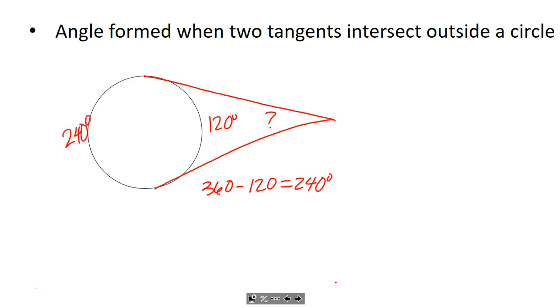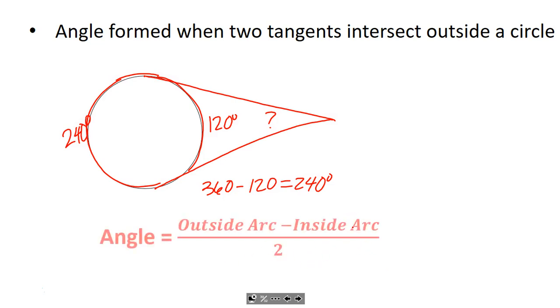So once again, we would do outside arc minus inside arc, right? Outside arc, so this would be 240 minus 120. That would be 120 divided by 2, which would be 60. So that angle would have been 60 degrees there based on the numbers that I threw into this problem.